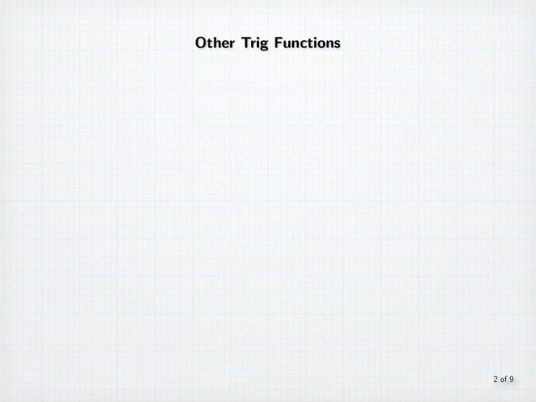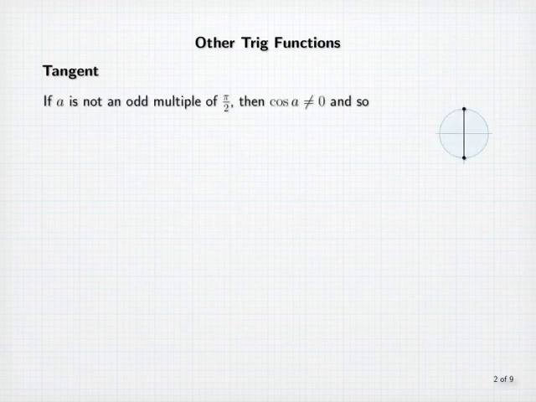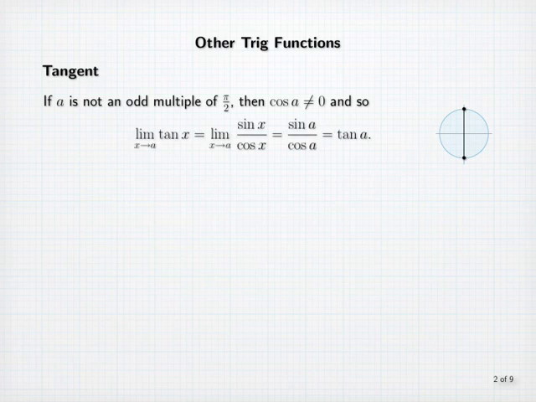The other trig functions. Consider the tangent function. If a is not an odd multiple of pi over 2, then the cosine of a is not 0, and so the limit as x approaches a of tangent x, the limit as x approaches a of sine x over cosine x, will be equal to sine a divided by cosine a, which is just tangent of a. Notice the odd multiples of pi over 2 correspond to angles which place us either at the top or the bottom of the unit circle, as seen in the figure here.